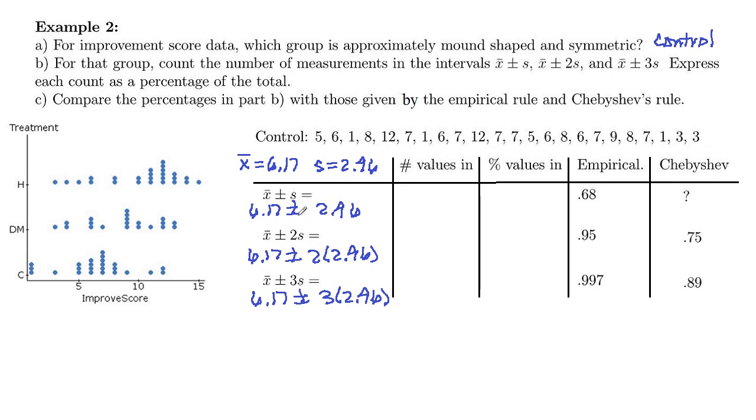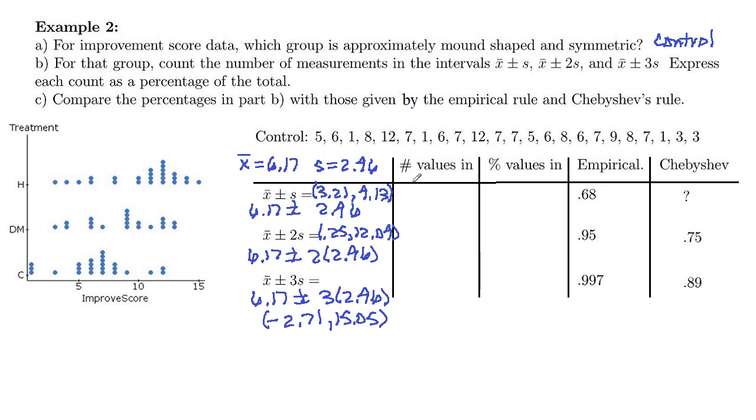And those ranges here are 3.21 to 9.13. So 3.21, comma 9.13. For plus and minus 2 standard deviations, it goes from 0.25 to 12.09. And then plus or minus 3 standard deviations, this goes from negative 2.71 to 15.05. So those are our ranges.